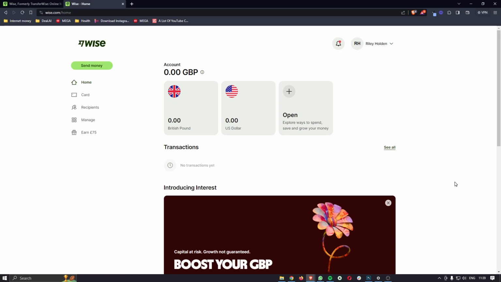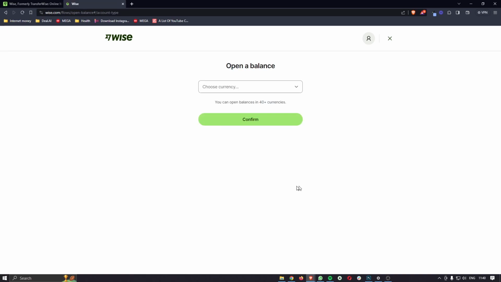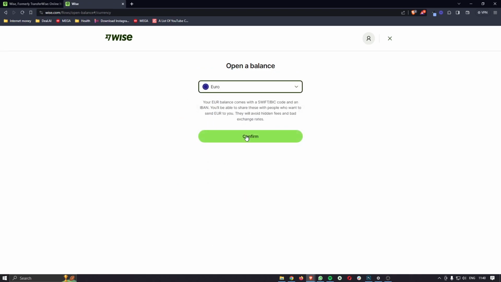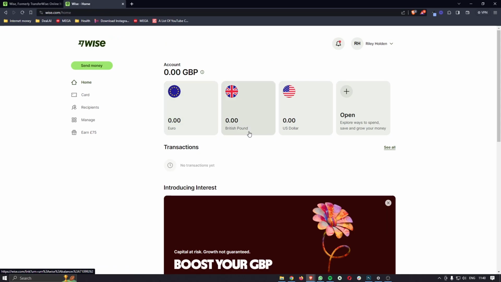However, you can see that we have multiple currency accounts here at the top. Right now, I have the pound and the dollar, and we can easily open more just by clicking into this open tab right here, choosing whether I want to open a balance or a savings account, and then I can simply choose the currency that I want to open. If I want to go for Euro right here, I can confirm, and easy as that, I now have a Euro account that I can use with Wise.